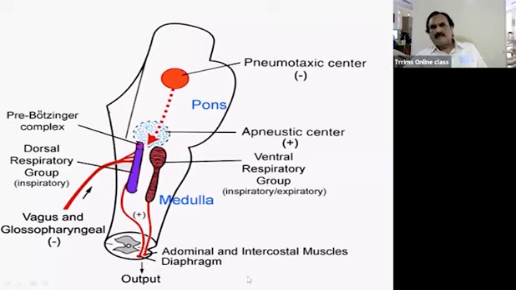for the inspiratory act. And that in turn, because of the stretch and all that, will result in the stimulation of the ventral respiratory group. And that results in what is called expiration.